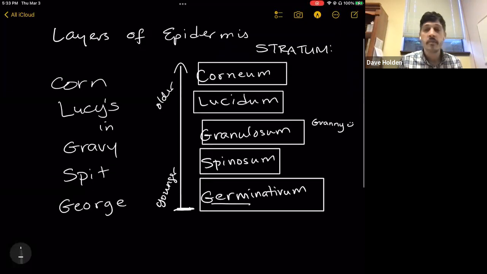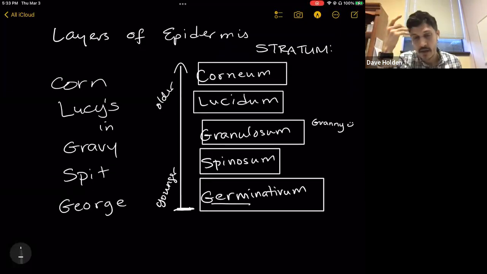Now, the mnemonic device that I recommend the most is this one here. George spit gravy in Lucy's corn. It takes us right through the layers of the skin from the living layer to the dead layer.